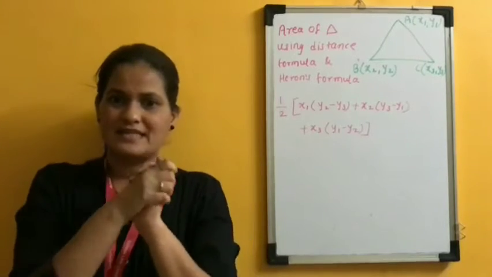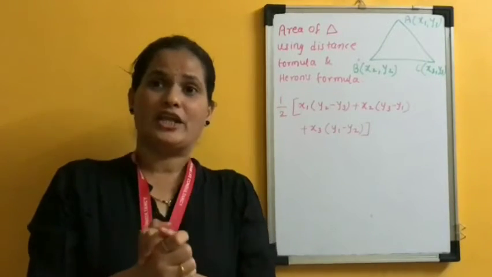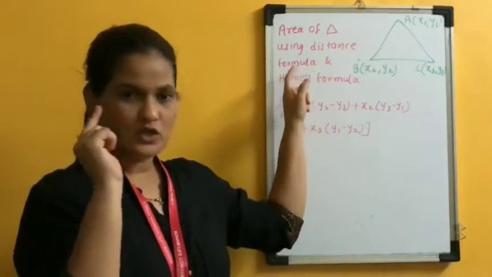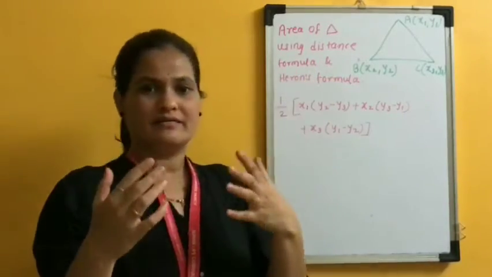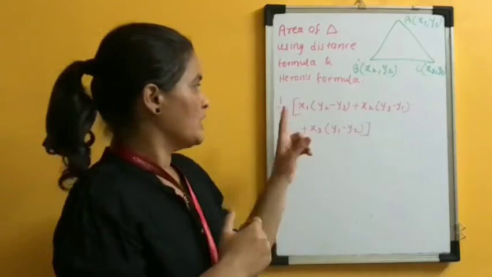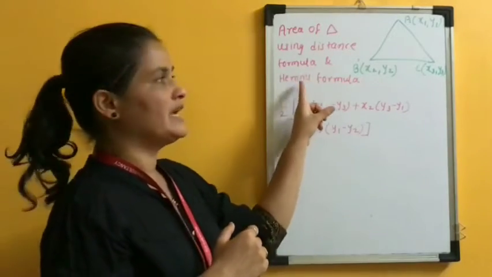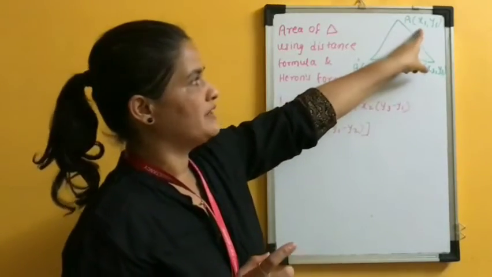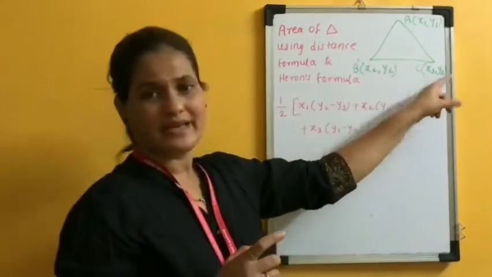So friends, let us now see how we can find out the area of a triangle using the distance formula and applying Heron's formula, which you have already learnt in class 9. So, area of a triangle using the distance formula and Heron's formula. The triangle's points are A, B, C with coordinates x1, y1, x2, y2 and x3, y3.